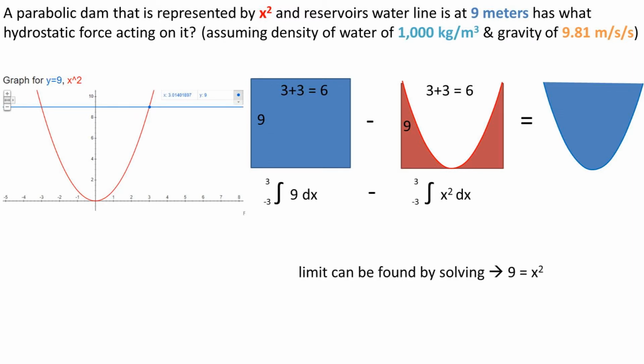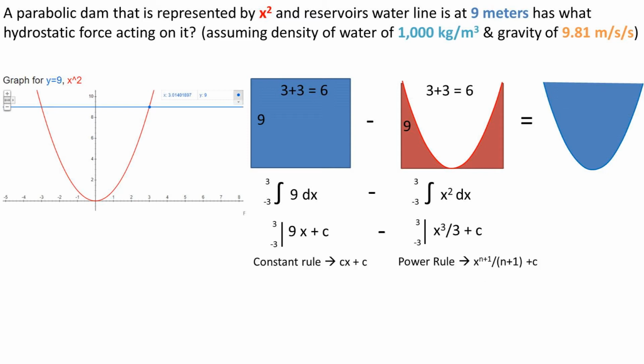So we can integrate the y equals 9 equation and the x squared equation between the limits of 3 and negative 3. 3 and negative 3 are used because this is where the water line intersects the parabola from the dam. This can be found by setting the water line equal to the parabola equation. Using the constant rule and the power rule in calculus, we get 9x plus c minus x to the third divided by 3 plus c.